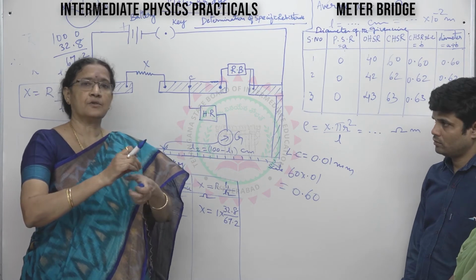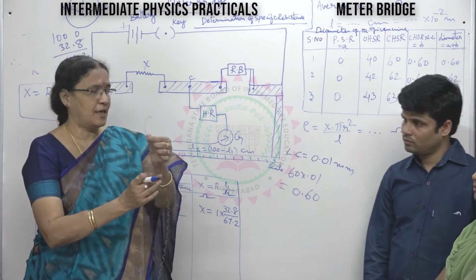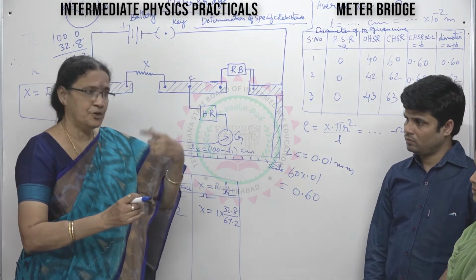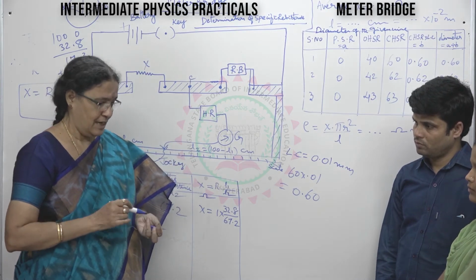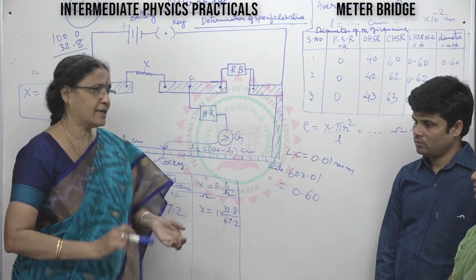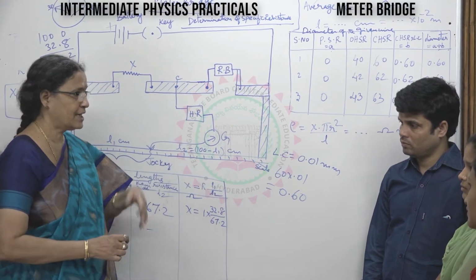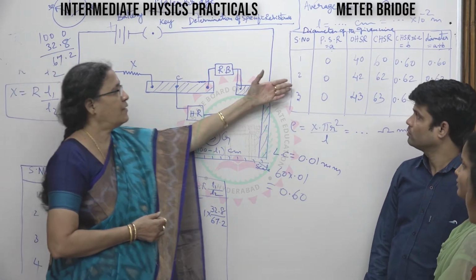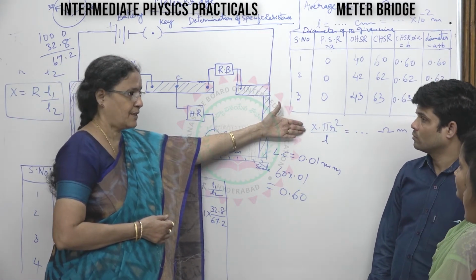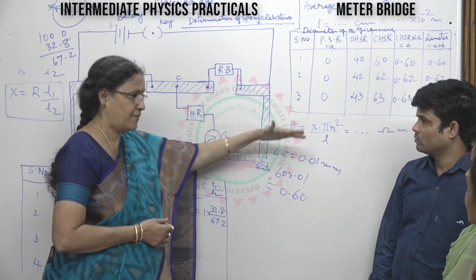Now you keep the screw gauge at some other point. To be more and more accurate, we are taking a number of readings. Our reading should be as perfect as possible. So you have taken 3 readings for diameter. Take the average of the 3 readings.